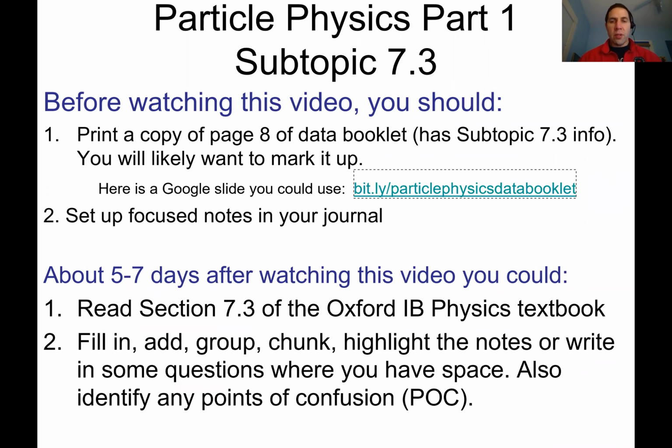Also, you want to set up focus notes in your journal or do it on a digital template. I've given you this template before, but just to put it here again, bit.ly/fn template. And about a week later, I would suggest you think about reading section 7.3 of the Oxford IB Physics textbook. I'll put a link to that on the Canvas course. And then as always, revisit your notes in a way that makes your brain struggle or think about them actively.